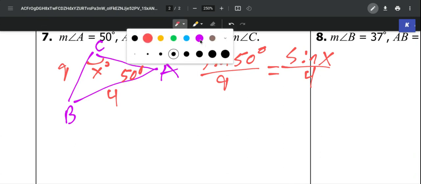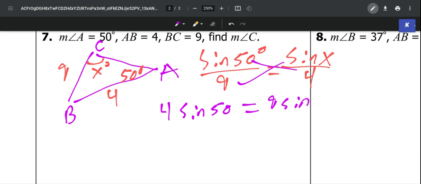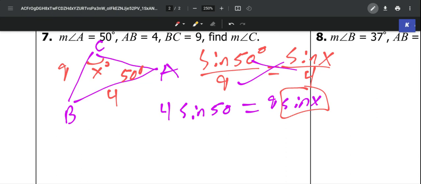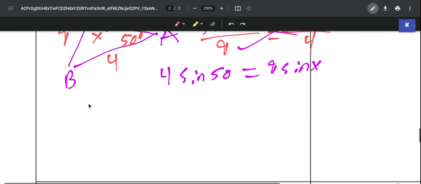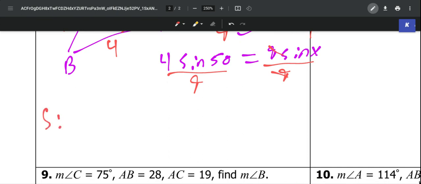This is pretty much how this will work. The only weird part is that it gets weird in a few places. If we cross multiply, we get 4 sine of 50 degrees equal to 9 times sine of x. Now we want to get sine of x by itself first, because it'll make sense once we get there. Since 9 is multiplied by it, we divide by 9 on both sides, and we get sine of x equal to 4 sine 50 over 9.